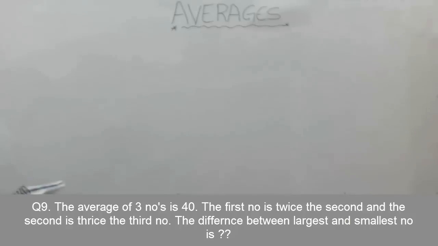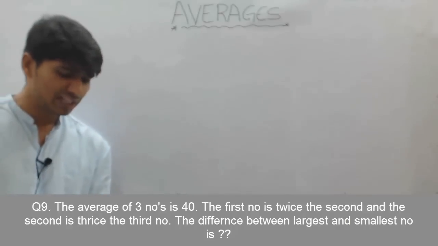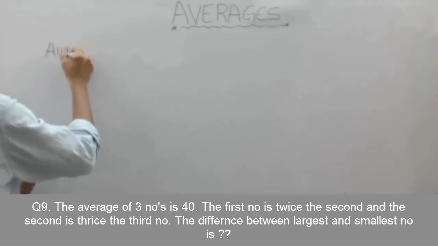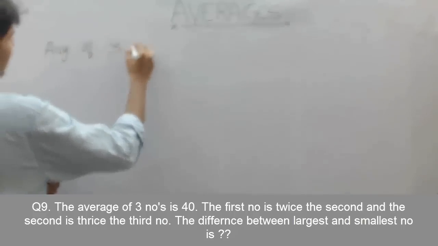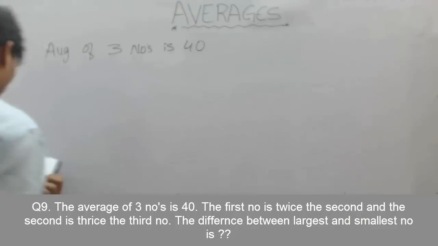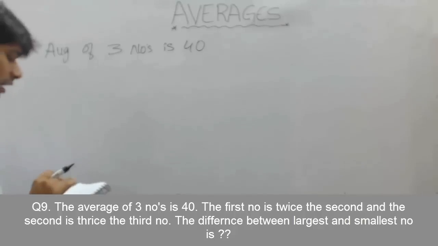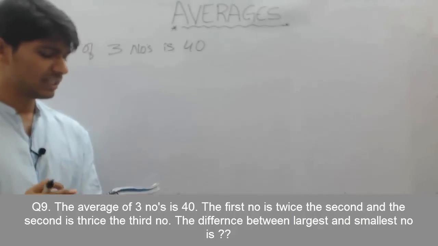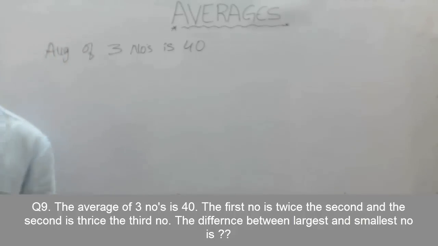Here it is asked that the average of three numbers is 40. He also said that the first number is twice the second and the second number is thrice the third. Then find the difference between the largest and the smallest number.